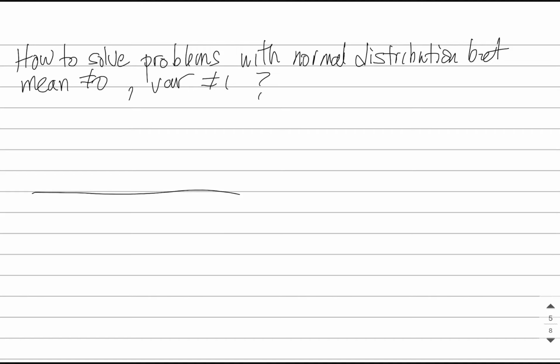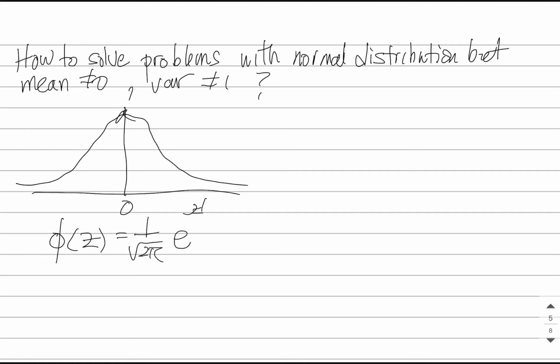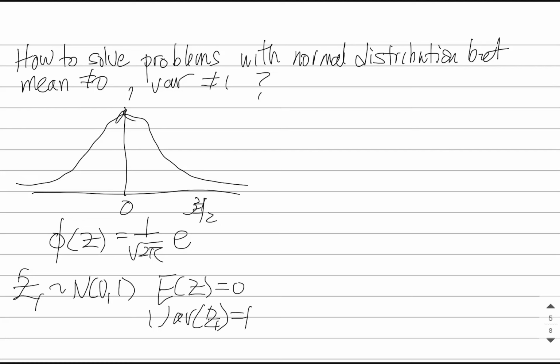So recall that a standard normal is a distribution that we're going to write with a density as follows: 1 over the square root of 2 pi e to the minus z squared all over 2. If a random variable is in a standard normal distribution, we know that it has a variance of 1 and an expectation of 0. So we are most likely going to encounter problems that are centered in a different spot.